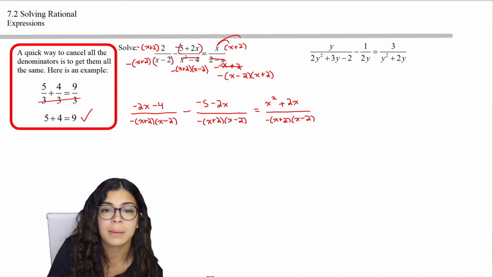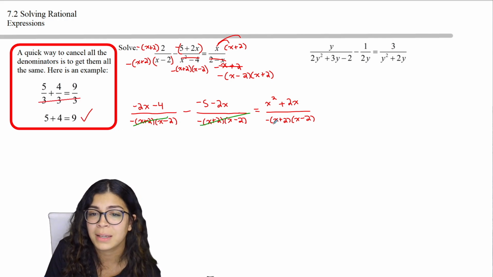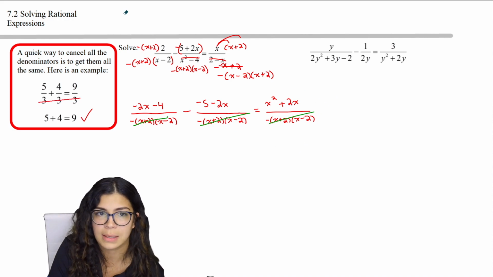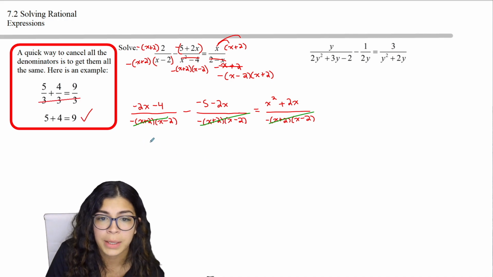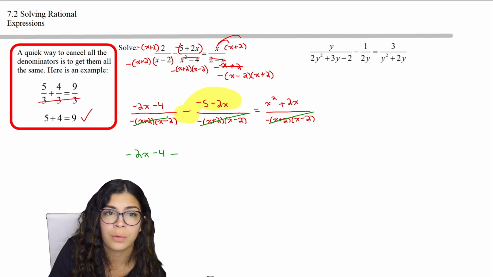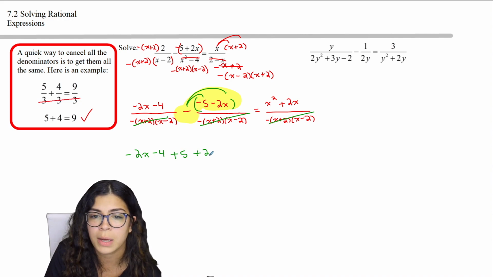Now that the denominators are all the same, they all cancel, right? Essentially, really, you're multiplying both sides by that denominator, but since all of the denominators are the same, they end up all just canceling out. So we end up with negative 2x minus 4 minus, and remember, whenever you have subtraction, you need to distribute that to everything that is on the right. So I have to distribute that negative to both the negative 5 and the 2x. So really I'll end up with plus 5 plus 2x. And over here I have on the right hand side x squared plus 2x.